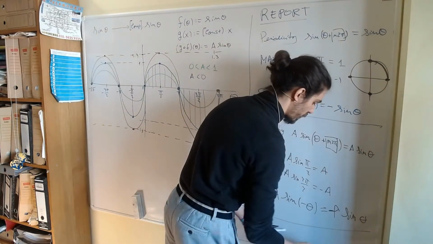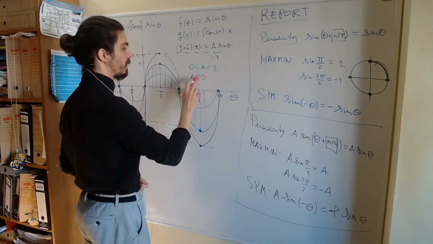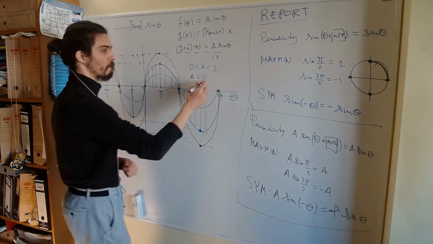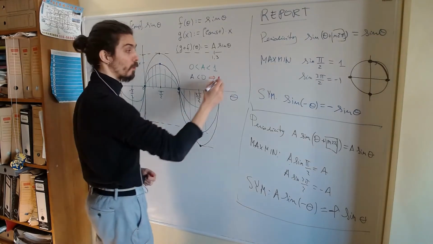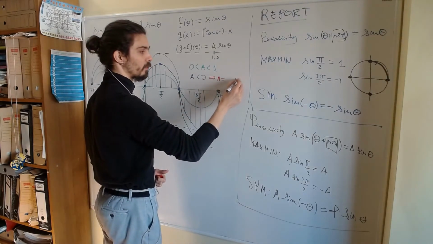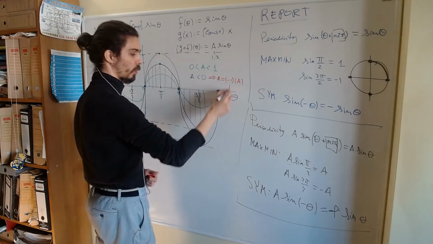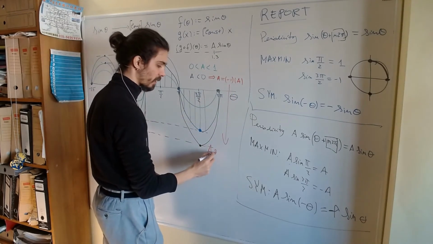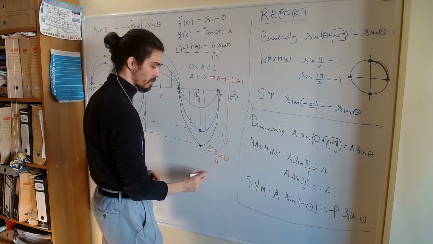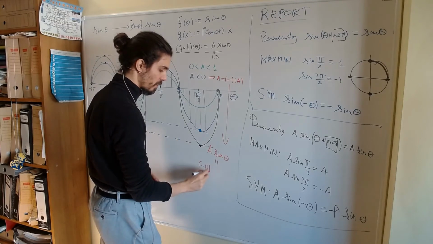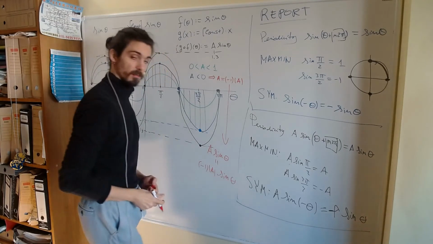Let's see. Let's put in red color. So a is smaller than 0. You see? If a is smaller than 0, then that means that a can be written as its positive part times minus 1. And so, when I say a sine of theta, and a is negative, then that's the same thing as saying minus 1 times the absolute value of a times sine of theta. Okay?